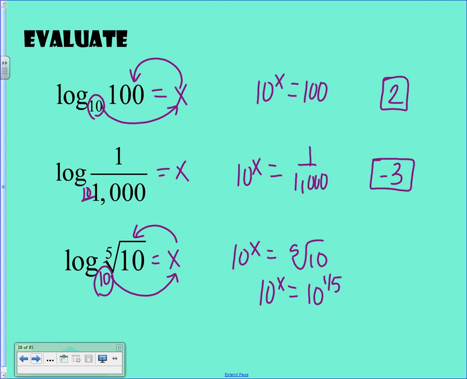So if I'm saying 10 to the what power gives me 10 to the 1/5, you don't overthink that. X is just going to be 1/5 here. So there are some evaluating ones. Now we'll try solving them.